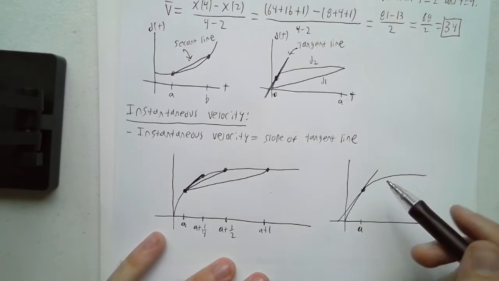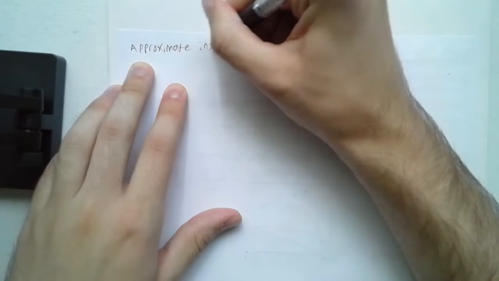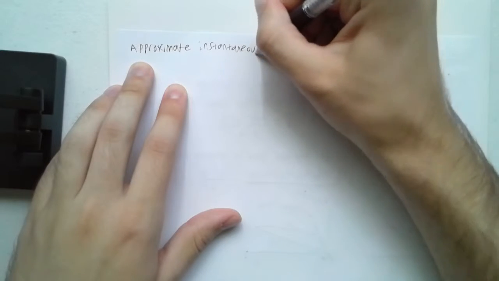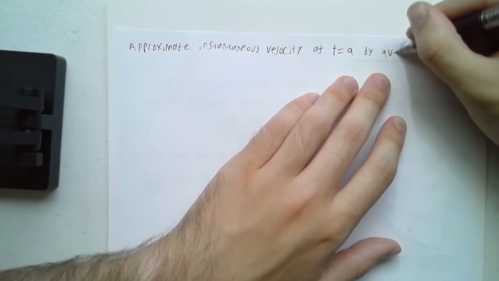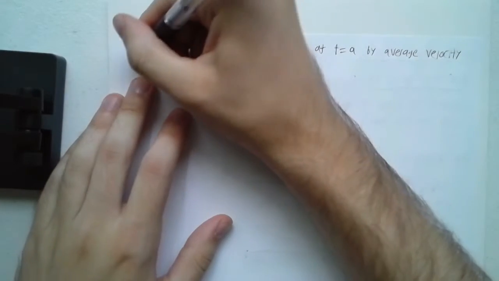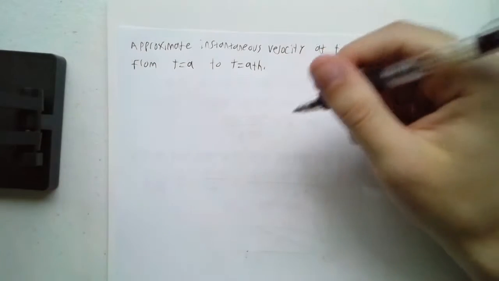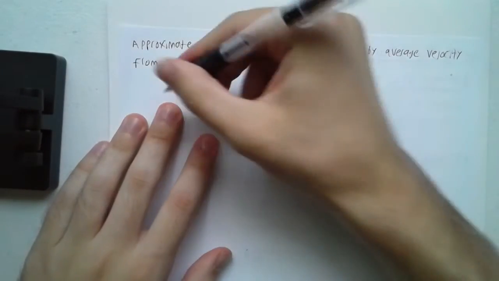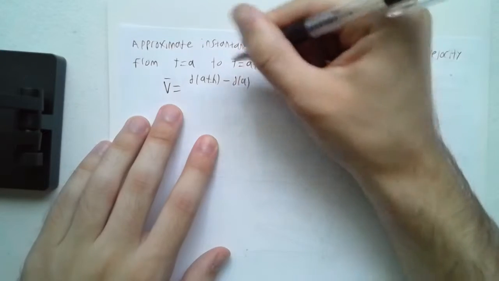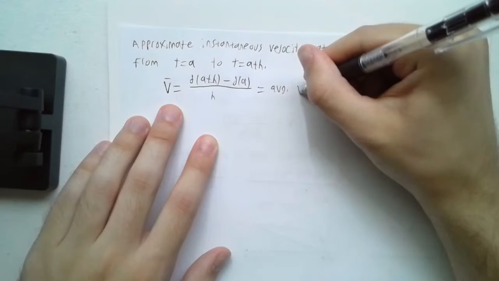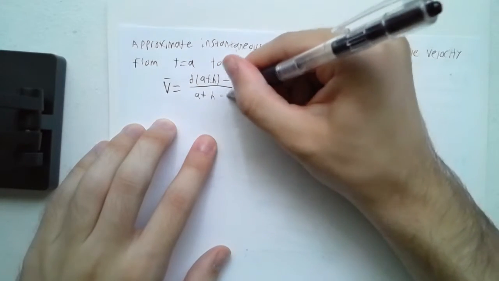So the idea is that we can approximate instantaneous velocity at t equals a by the average velocity from t equals a to t equals a plus h. And so, okay, what is the formula for average velocity on this time interval? Well, we can write it down. It's going to be d of a plus h minus d of a divided by, okay, maybe I should write another step here, a plus h minus a, then the a's will cancel out and we'll just get the h in the denominator.